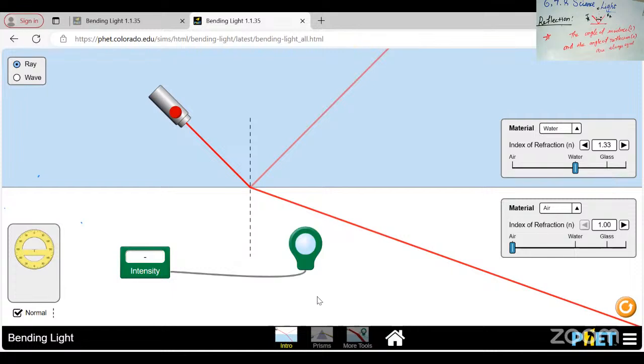Okay, so there are three parts in the simulation. One is the introduction part, that is the incident ray, the reflected ray, and the normal. And then prisms, with the help of the prism, how the light passes through it, and then the tools, how we can identify the speed, intensity, and the time also. Okay, so I think it is very clear, students. Shall we move to the next simulation?